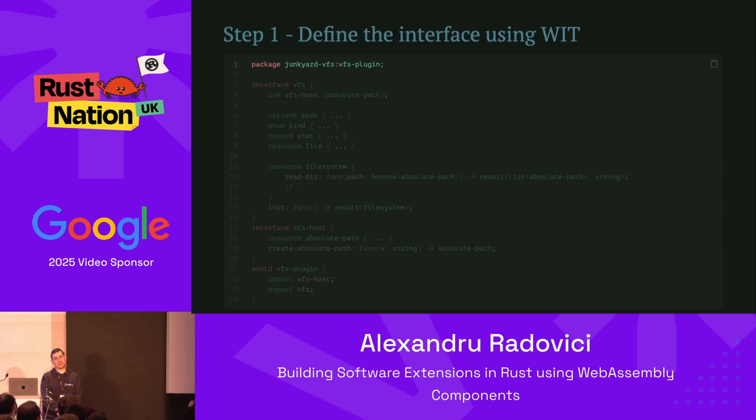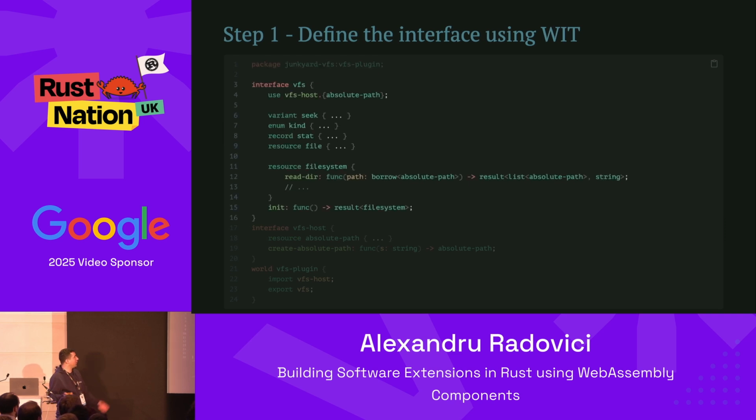Then you need to define your WIT file. It needs to have a package, because actually you can push components to a repository. The package is namespace, colon, component name, and optionally a version. You can't do it like in Java. It can't be a long thingy.